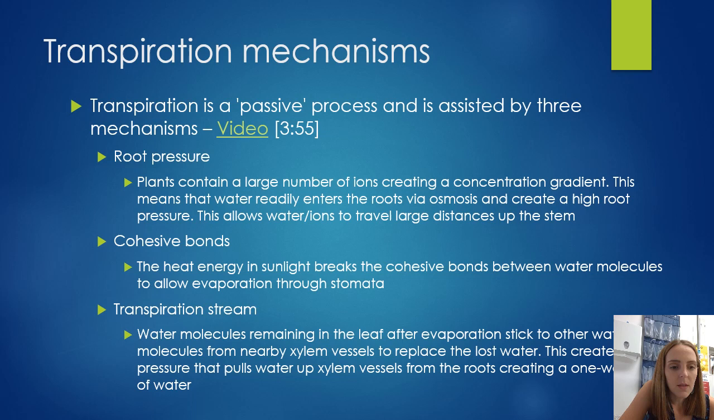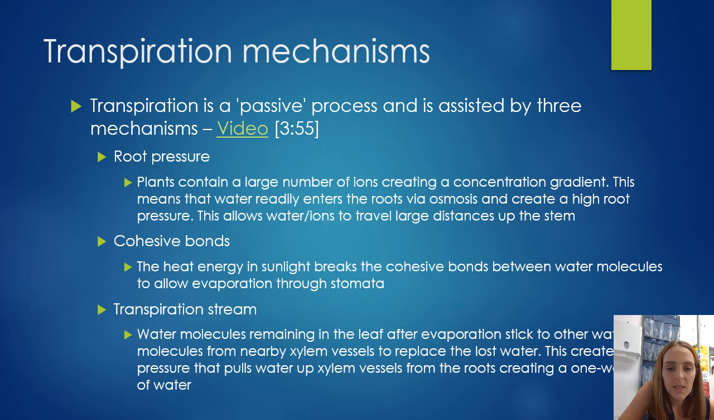The second one is cohesive bonds, and this is talking more about the chemistry and the bonds between water molecules. When we have heat energy from the sun coming down upon the plant, it actually helps to break the cohesive bonds between the water molecules and allow evaporation through the stomata. The last process is the transpiration stream, and this is where water molecules that remain in the leaf after evaporation actually stick to other water molecules from nearby xylem vessels to replace lost water.